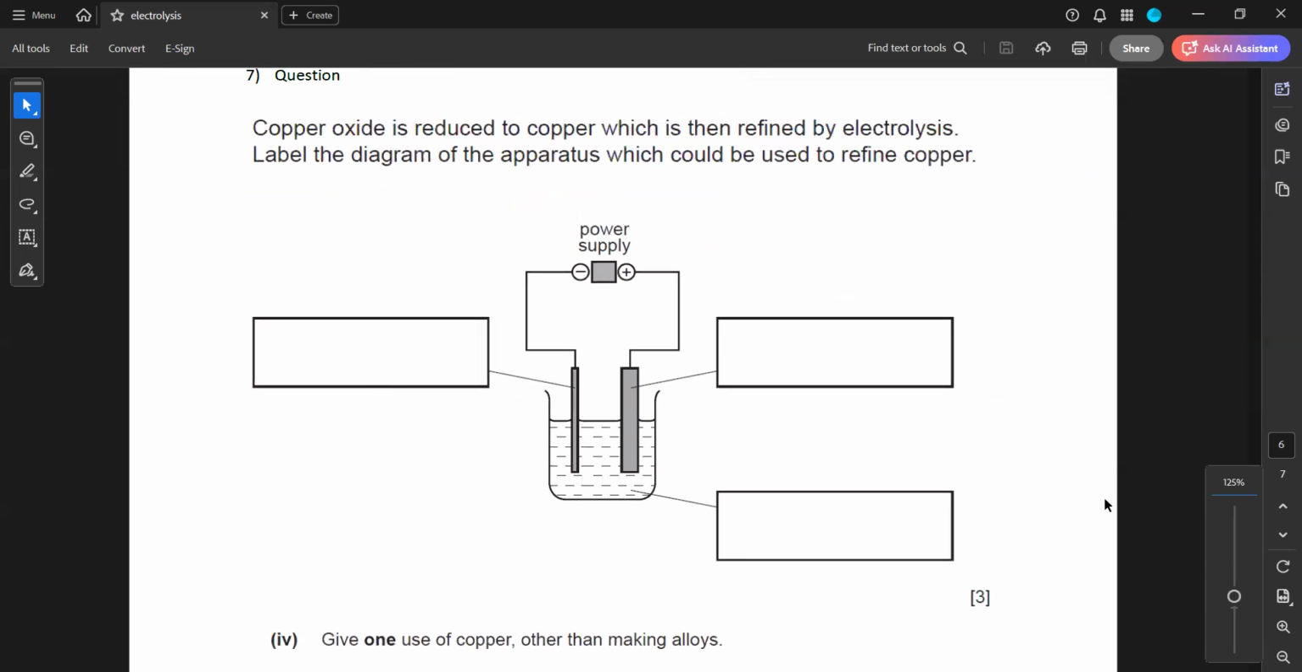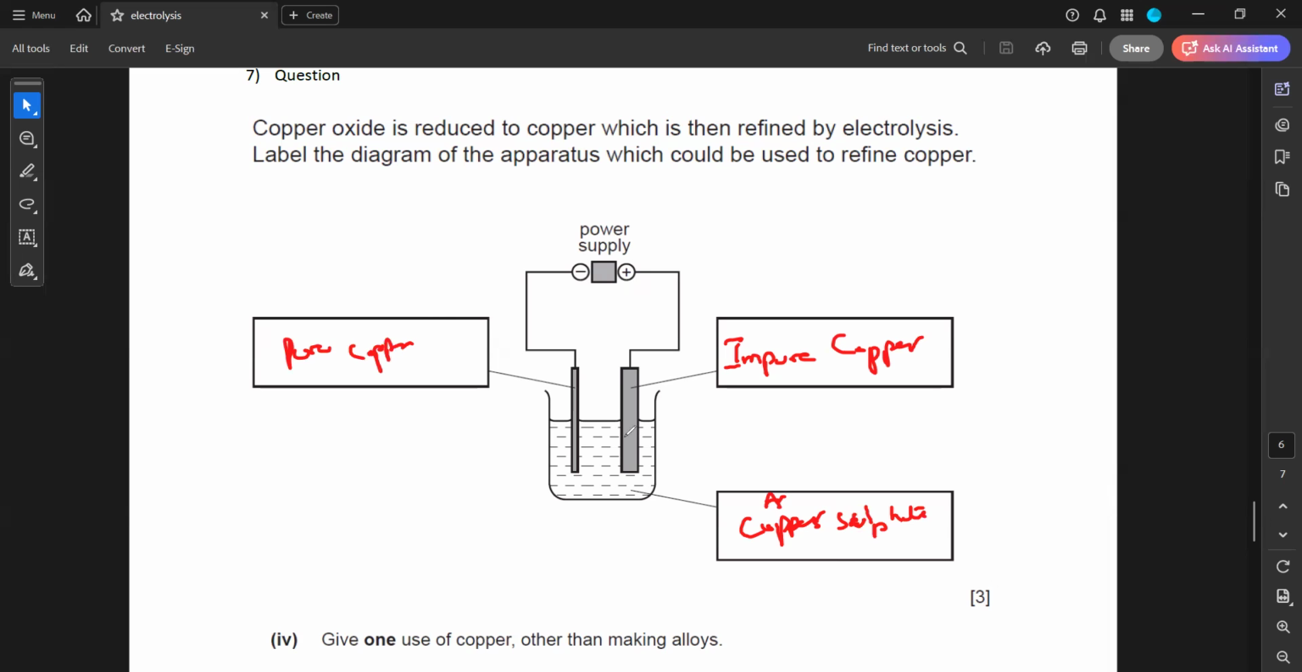Question 6: the copper oxide is reduced to copper, which is then refined by electrolysis. Label the diagram apparatus. If we want to refine, the anode should be made up of impure copper. Sorry, this is the anode, the right. So this is an anode. Anode is always made up of impure copper. The electrolyte should be a copper salt like aqueous copper sulfate, any soluble salt, and the cathode should be pure copper.